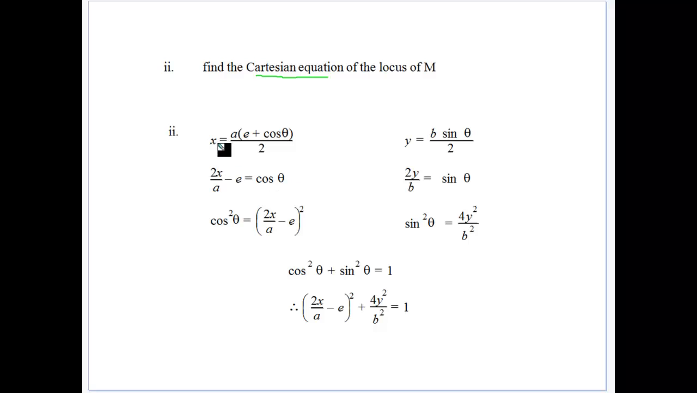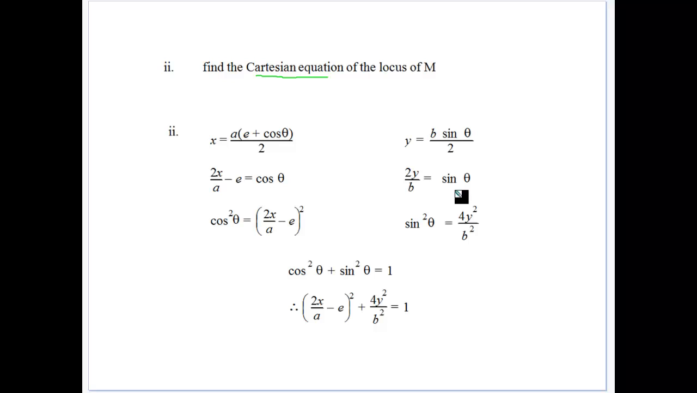So if that's the case, we've got x equal to a over 2 times (e plus cos theta), and y equal to b sin theta over 2. Now this is one where it's a little bit harder, so it just takes a bit of a trick: let's get cos theta by itself. So multiply by 2, divide by a, and then subtract e. So cos theta by itself gives us that form, and for this one we multiply by 2 on b, and we get 2y on b.